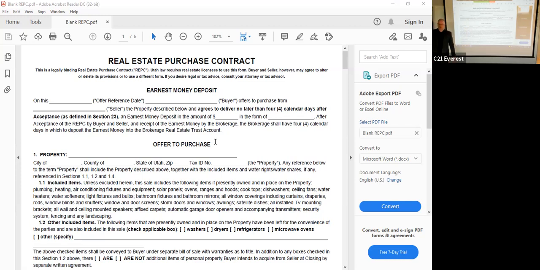So let's test it a little bit. I want to make sure you understand the difference on the dates. So again, we write the offer today, it gets accepted tomorrow. And so the first clock starts ticking on Thursday, Friday, Saturday, Sunday. By Sunday, we must have received the earnest money.